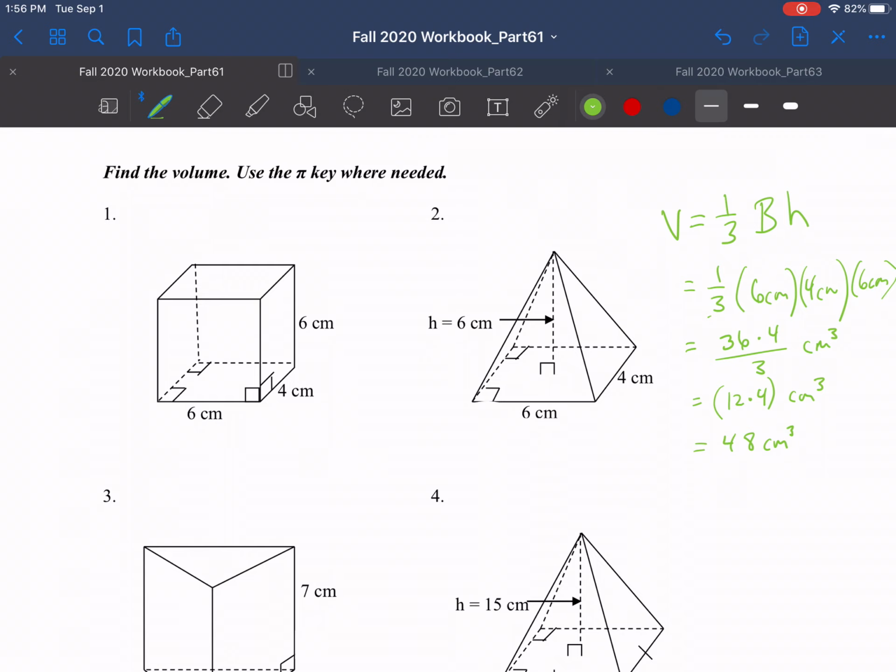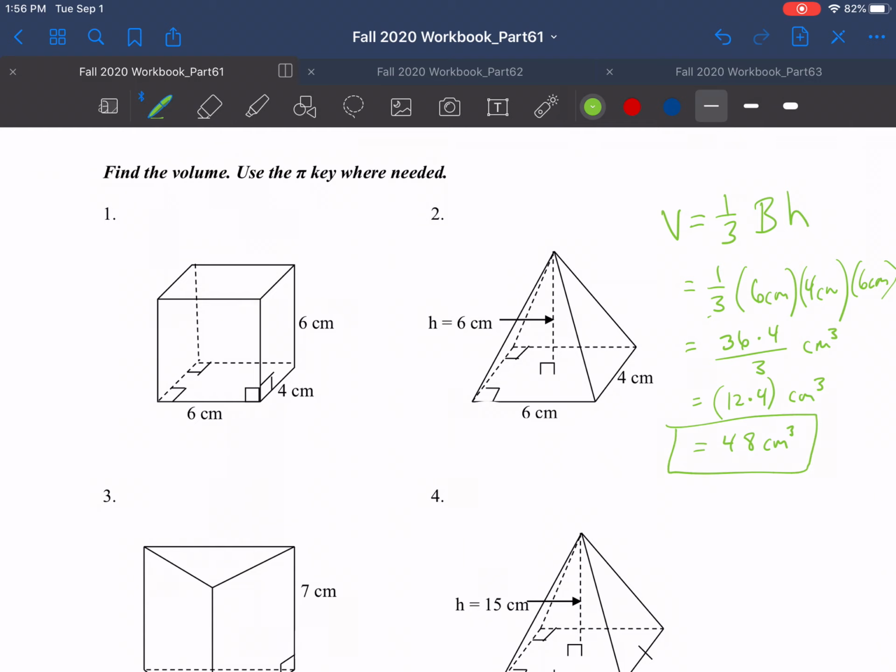All right, the other way I would have ended up with 6 times, what is that? 6 times 8, which is also 48. Okay, so there we go. We ended up with the answers we were looking for there. That's the answer for that one.